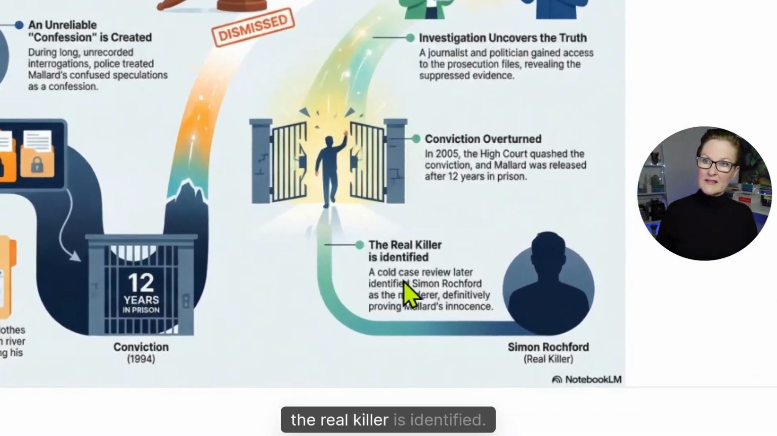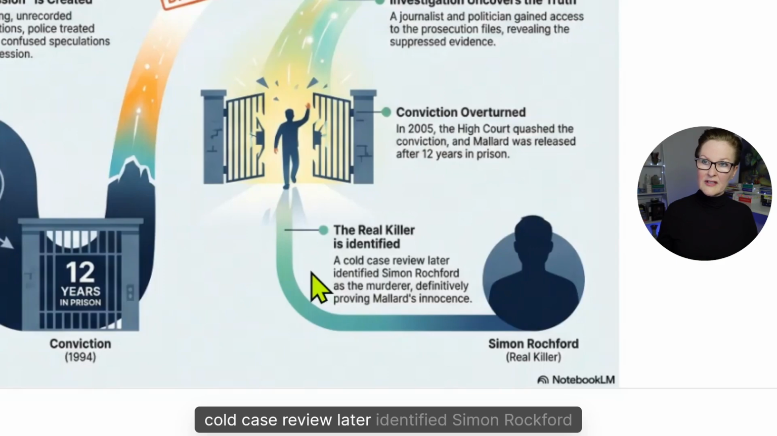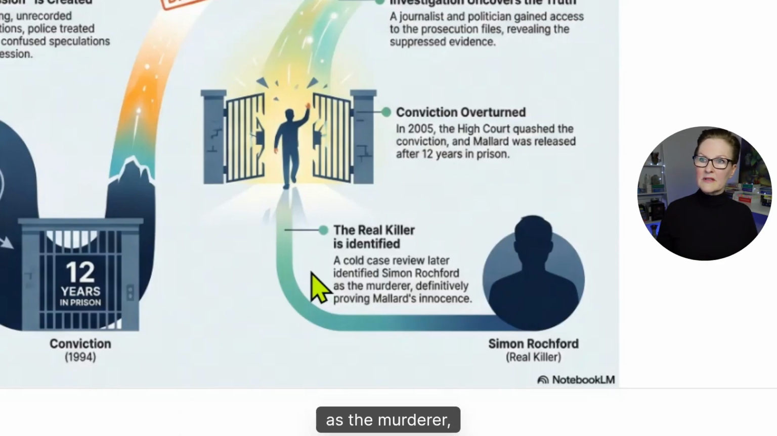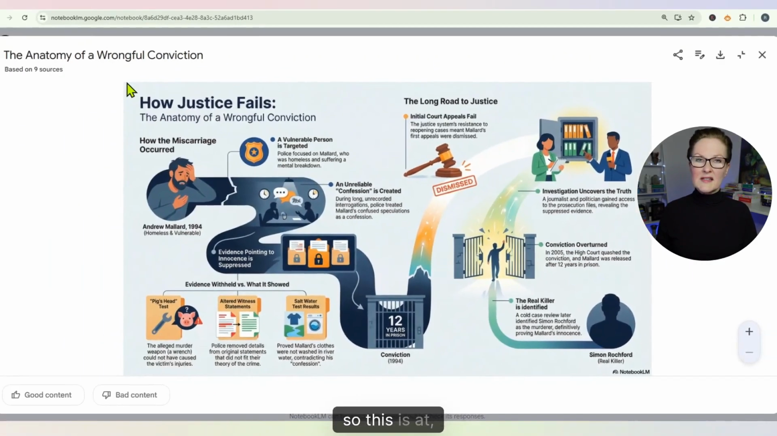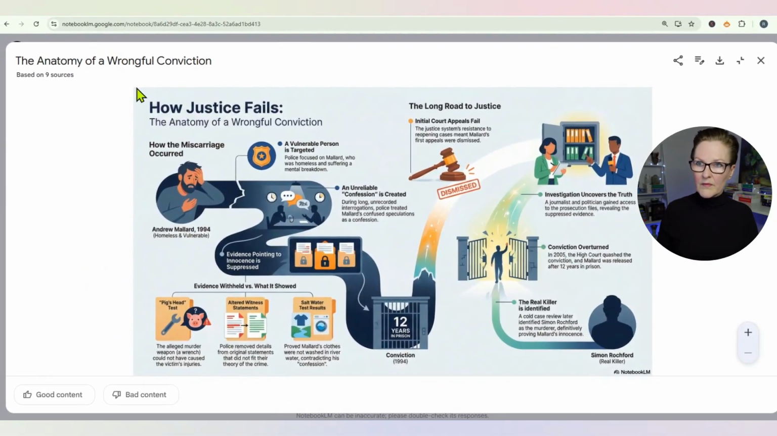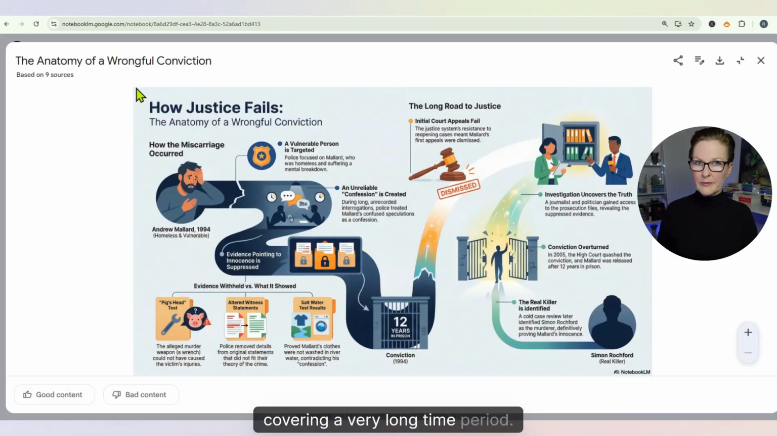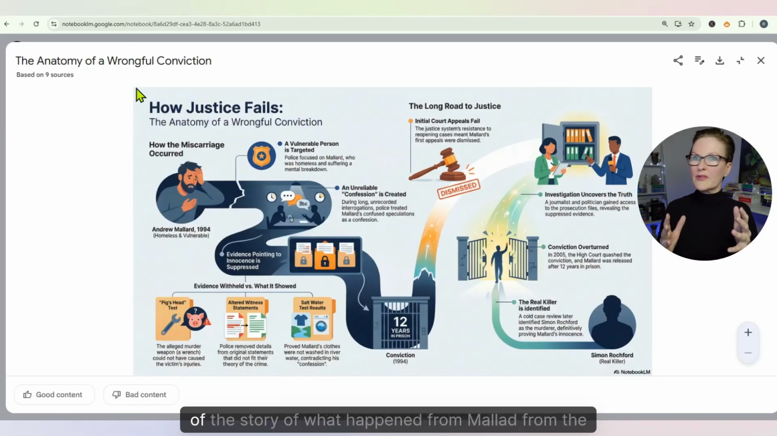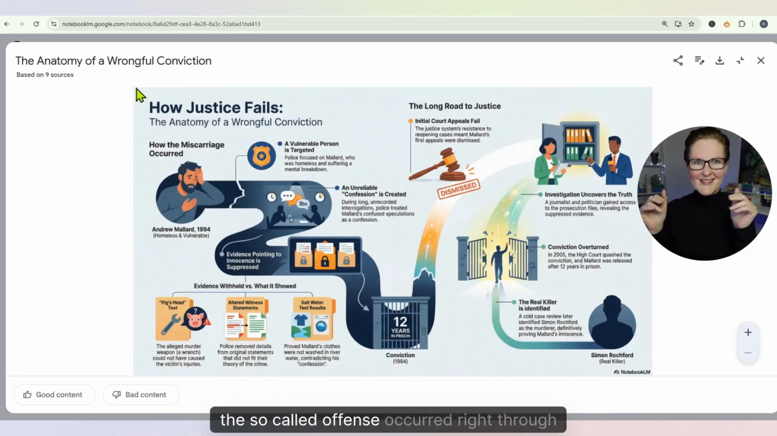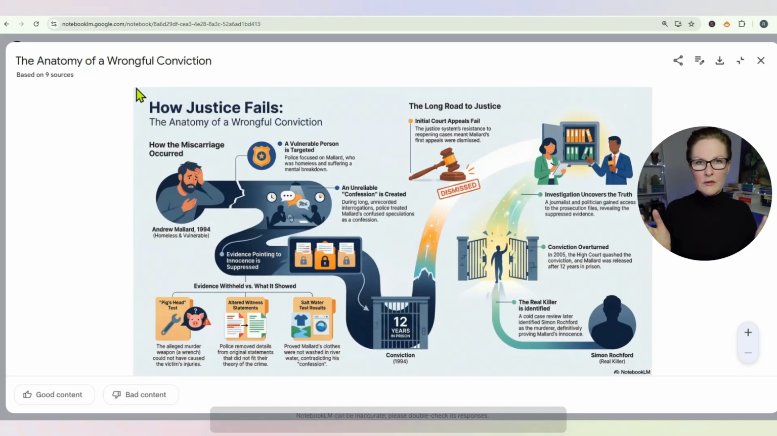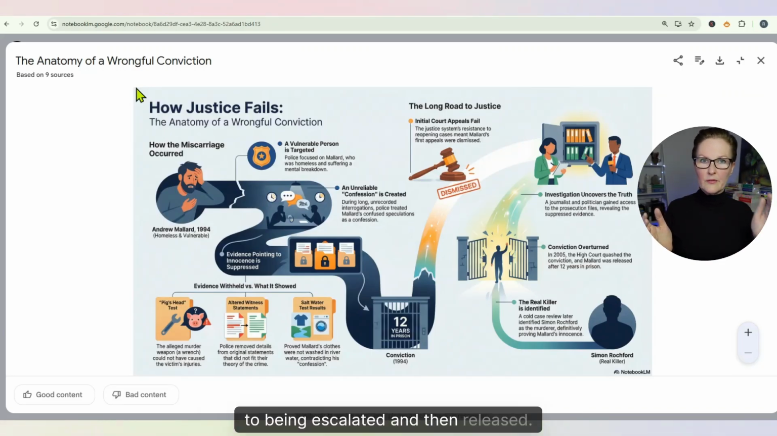All right, the real killer is identified. Cold case review later identified Simon Rockford as the murderer, definitively proving Mallard's innocence. All right, so this is its most simplistic level of covering a very long time period. But what it's done is really just given me a nice high-level scaffold of the story of what happened from Mallard from the beginning to when the so-called offence occurred, right through to being escalated and then released.